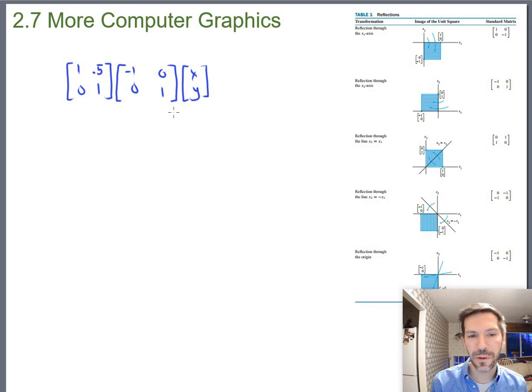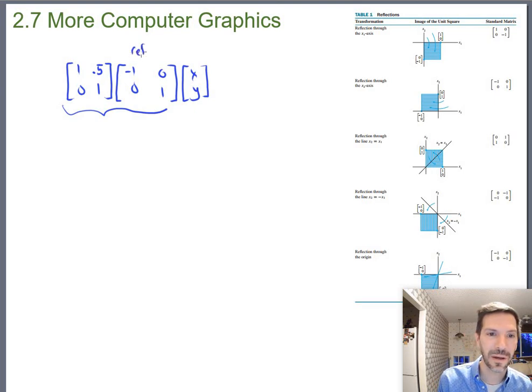So if you want both of those to happen, you certainly can multiply by the first matrix and then multiply by the second matrix. But if you're doing that over and over and over again for millions of points, it's a lot more efficient to combine your matrices. So you can figure out one transformation, a second, a third, a fourth, and then multiply all those together into a single combined transformation. So here we've got a reflection, and here we've got a shear.